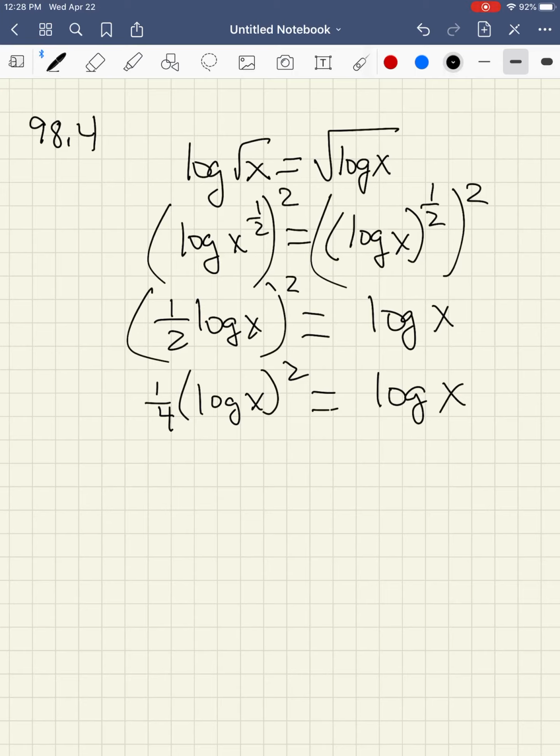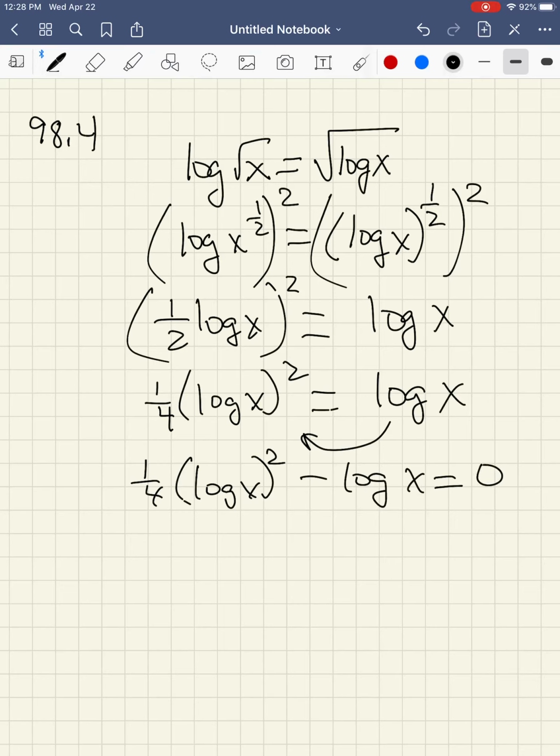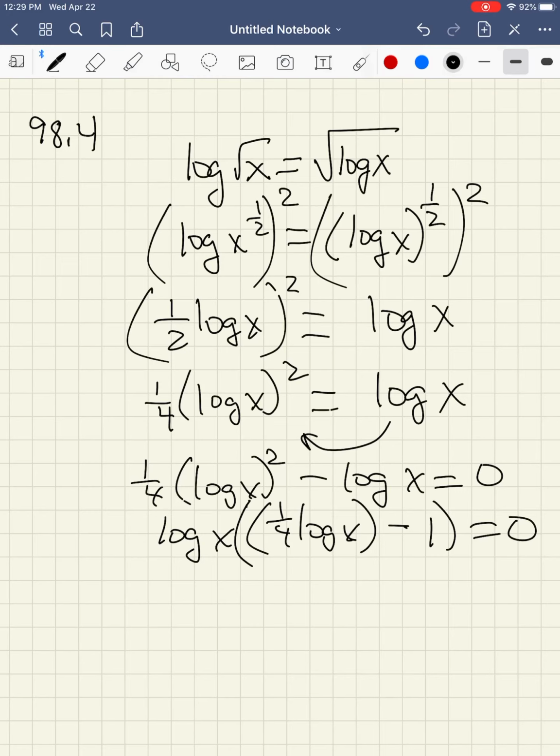So now if we set it equal to 0, we want to keep the square term positive, so I'll just move everything this direction. So 1/4 times log of x, quantity squared, minus log of x would be equal to 0. And here we can factor out a log of x. So this will be log of x times 1/4 log of x minus 1 equals 0. So this gives me log of x is equal to 0, which will give me 10 to the 0 equals x, or x equals 1. Okay, so there's one solution.